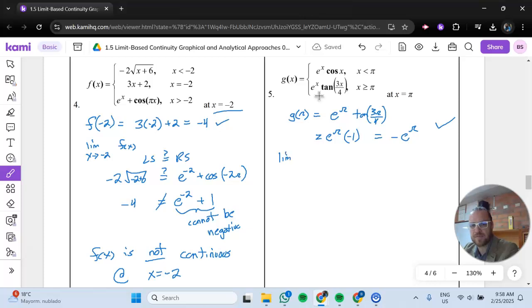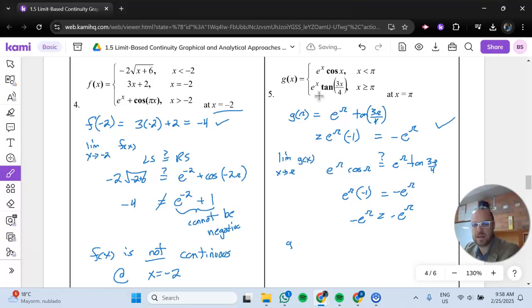So the limit of g of x as x approaches pi. We just make those two sides equal to each other. So e to the pi cos pi equals question mark e to the pi tan of 3 pi over 4. Now luckily this right side, we already know what that equals because we just did it. It's negative e to the pi. So we just need to make sure that this one is the same. So e to the pi cosine of pi is negative 1. And so indeed these things are equal. Negative e to the pi is equal to negative e to the power of pi.